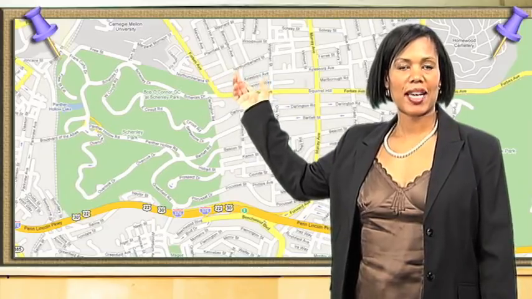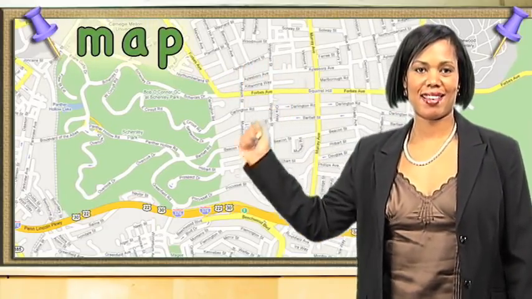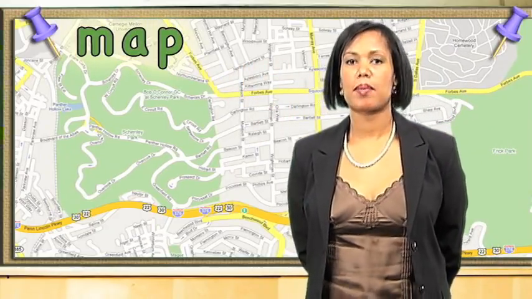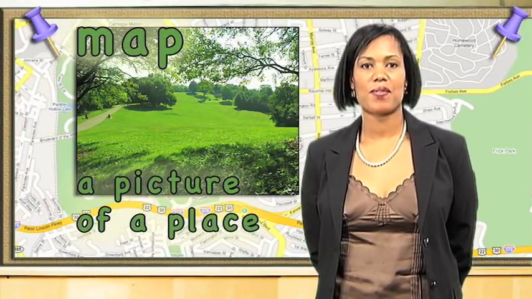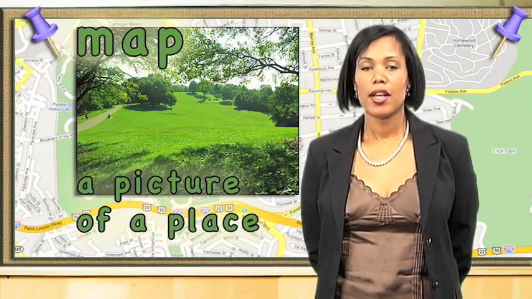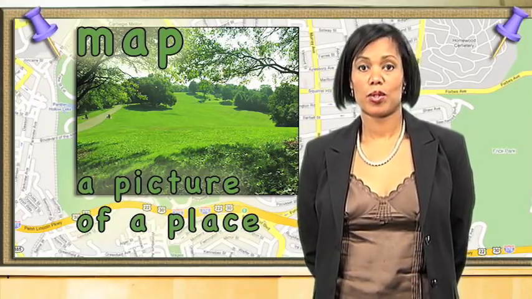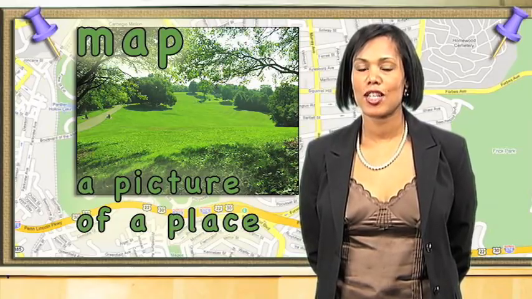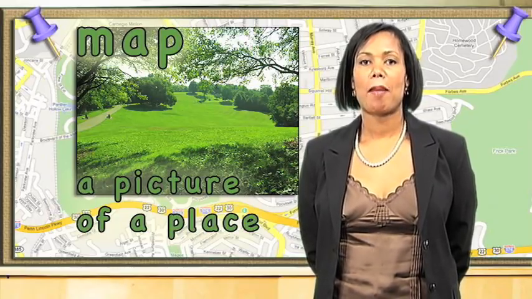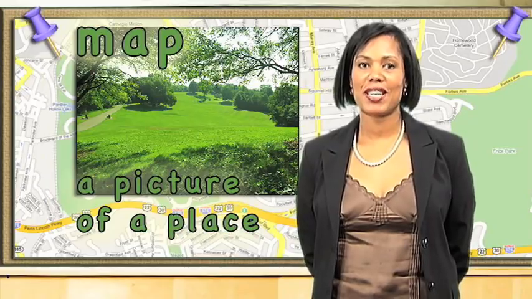Map is spelled M-A-P. A map is a picture of a place. Maps help us to know where we are going and to find out where things are. If you aren't sure where you're going, use a map to guide you. If you need to find a special place to visit, you can use a map. A map can get you where you need to go.